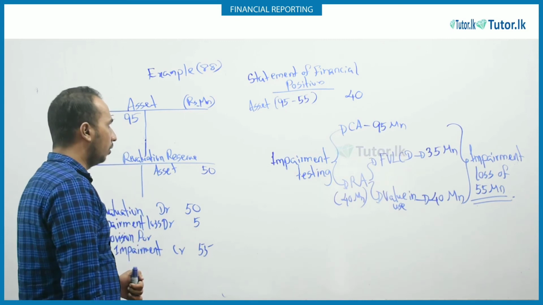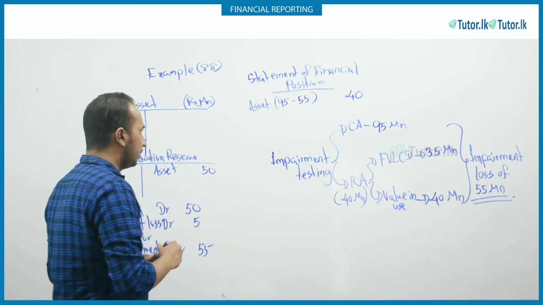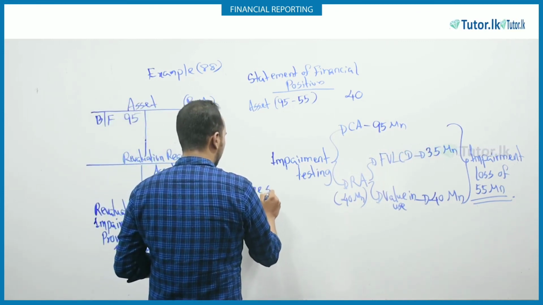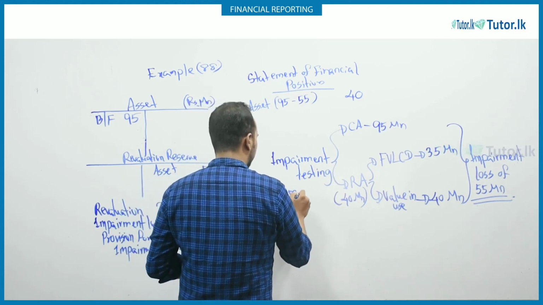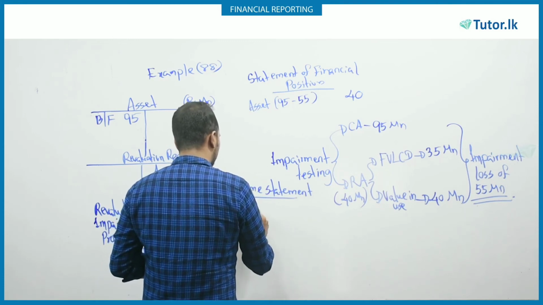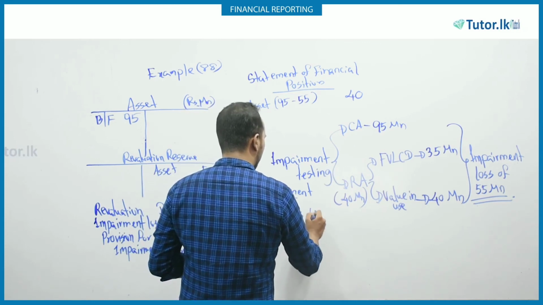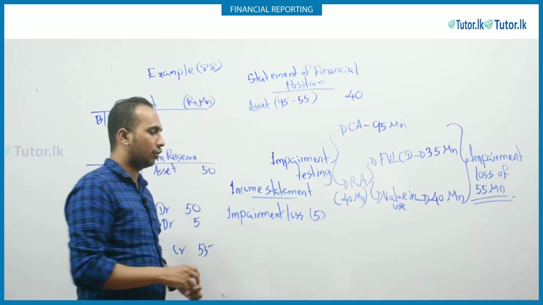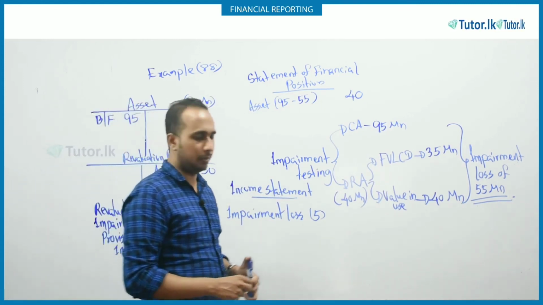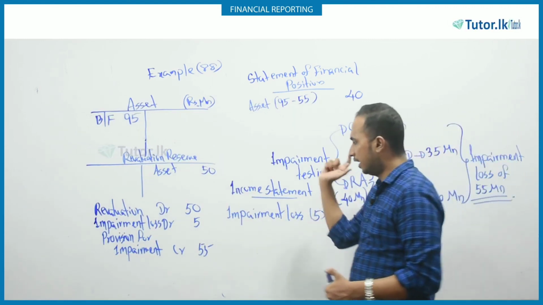On the other hand, in the income statement, related to this scenario, you are showing an expense called impairment loss. For this scenario only 5 million is available. We are recognizing 5 million as an expense under the income statement.